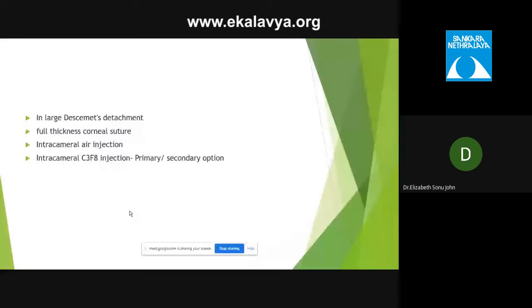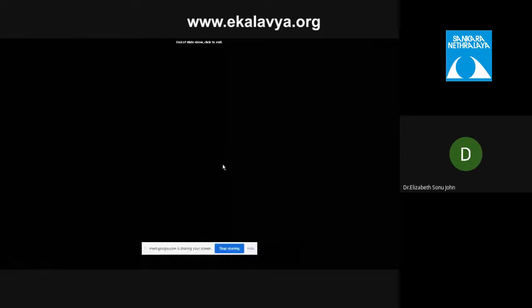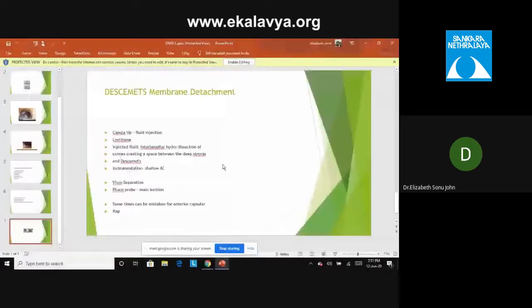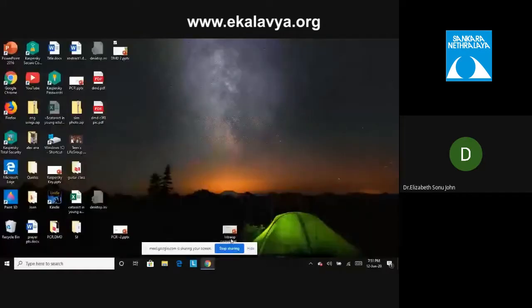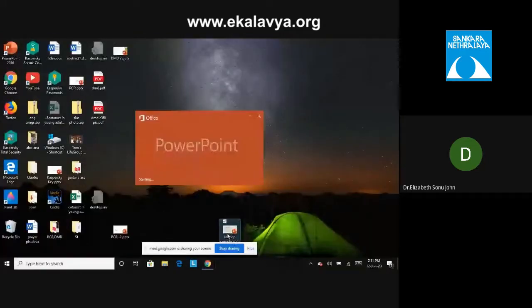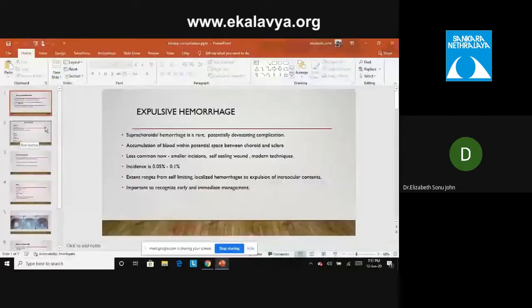So this is a picture of a patient with DM detachment, and this is after they put the C3F8. So that's just an outline of DM detachment for want of time. So I'll just go through the expulsive hemorrhage, which is a nightmare for any surgeon, and which we really don't want to see.